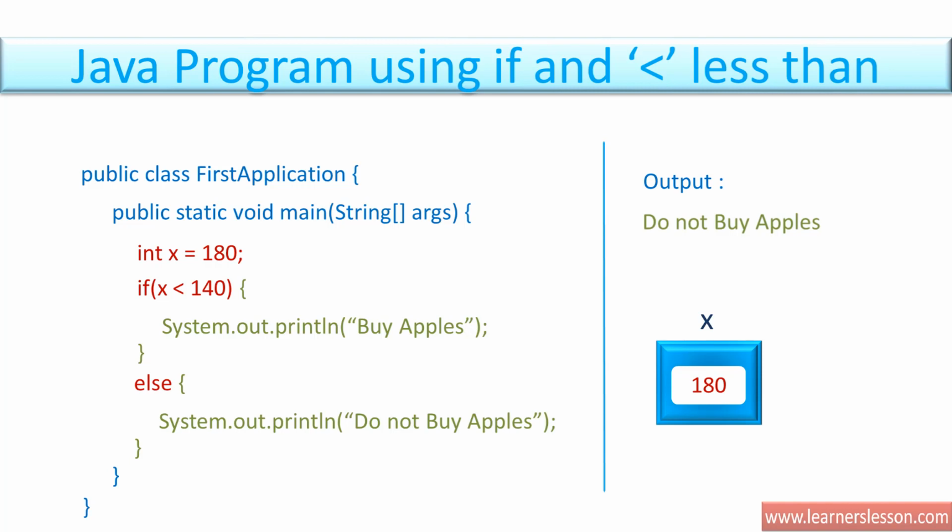Why didn't he buy the apple? Because the price of apple is 180, which is more than 140 rupees. So that is what happens.